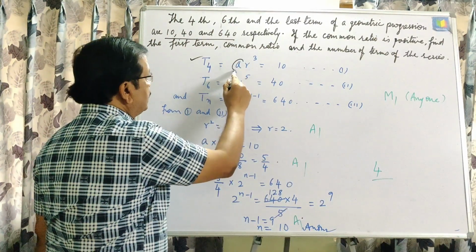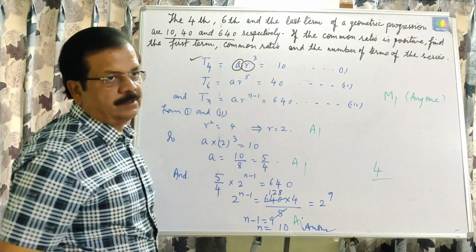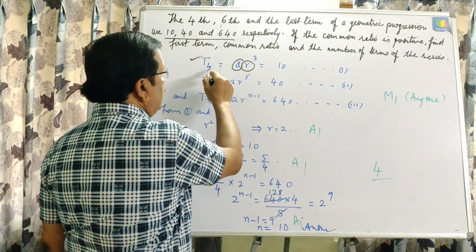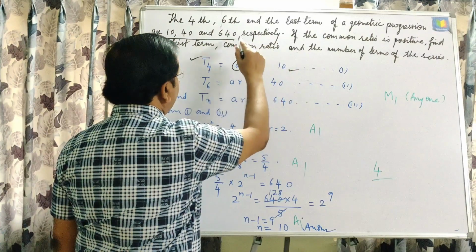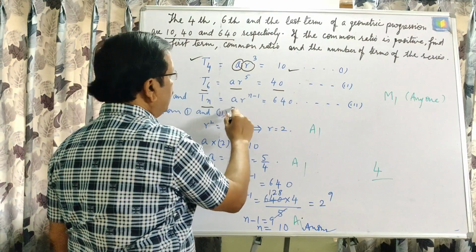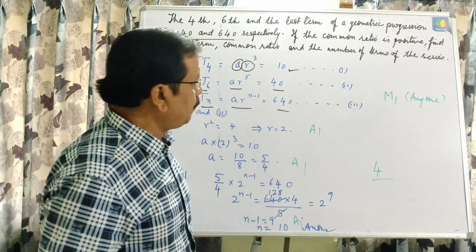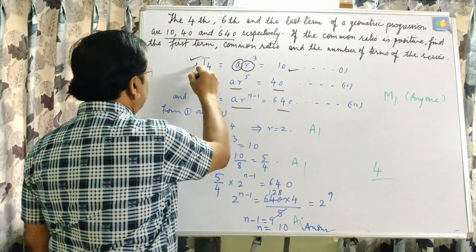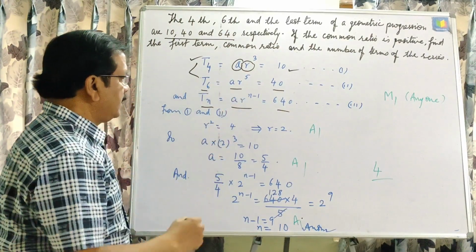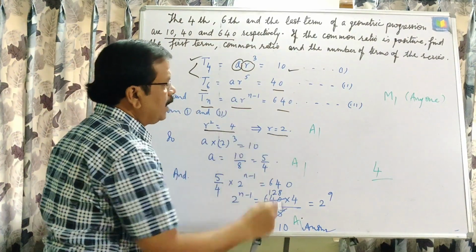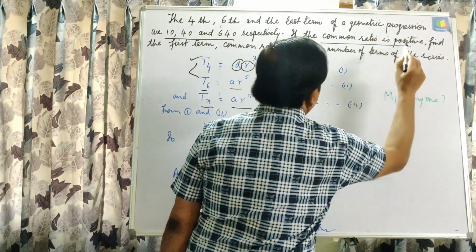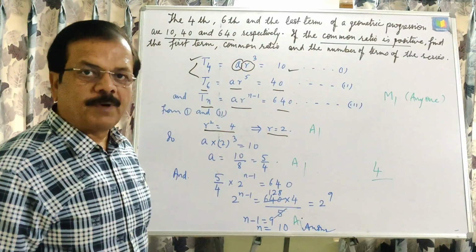Let the first term be A and the common ratio be R. Okay, we know the formula AR to the power n minus 1. So n is equal to 4, this is AR cube is equal to 10. In the same way, second, AR to the power 5 is 40, and third one, AR to the power n minus 1 is 640. Okay, if we take these two, first and second, and divide, A will be cancelled, R square is equal to 4. So R will be 2 because we are given that the common ratio is positive, and that is why we will not take R is equal to minus 2.